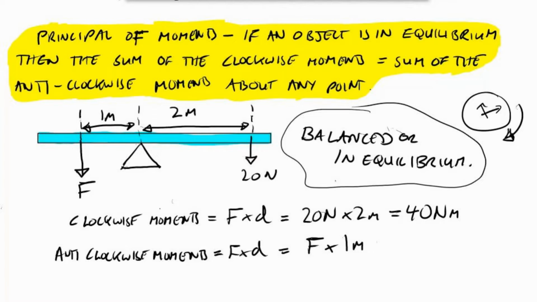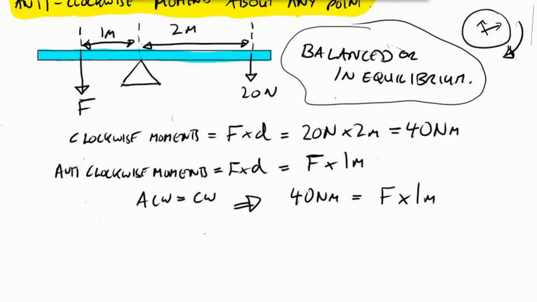Well, that means that 40 Newton meters, which is the clockwise moment, must be equal to the mystery force F times 1 meter. And that's because the anti-clockwise moment and the clockwise moment must equal each other. So that 40 Newton meters equals the force times 1 meter. I can divide both sides by 1 meter. 40 Newton meters divided by 1 meter will give me a force of 40 newtons. And that is the force F.